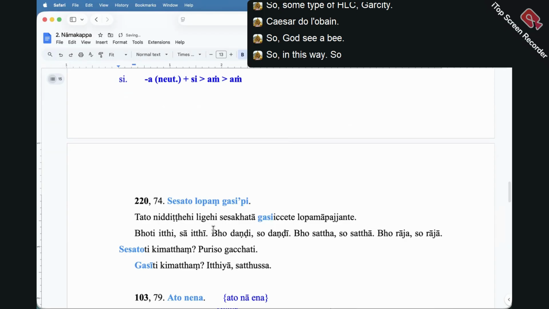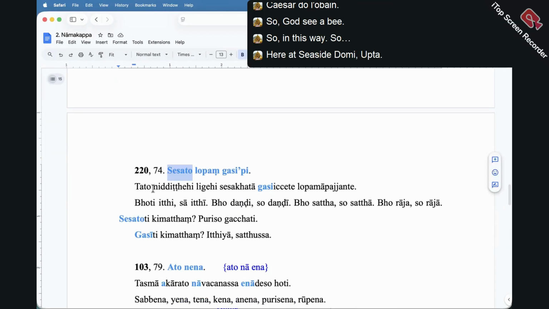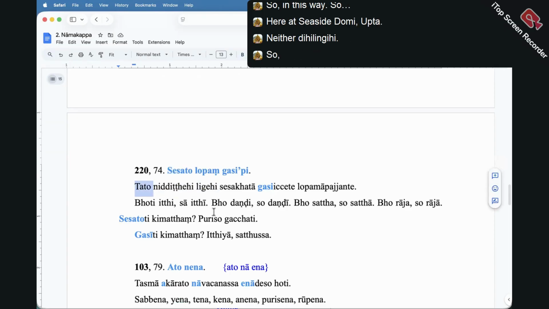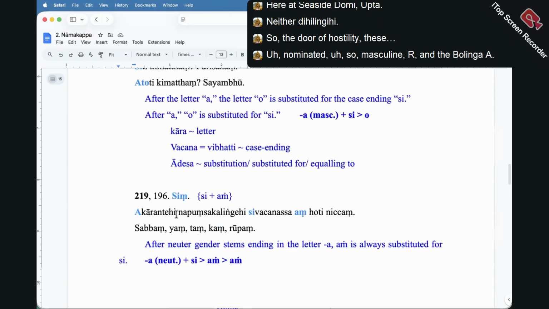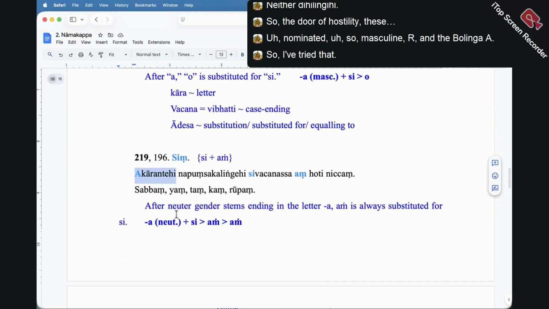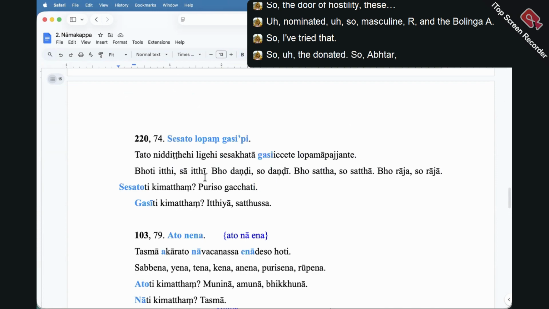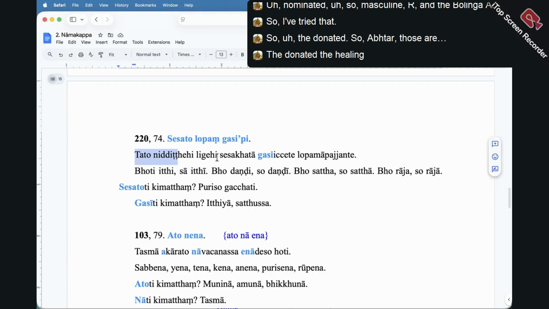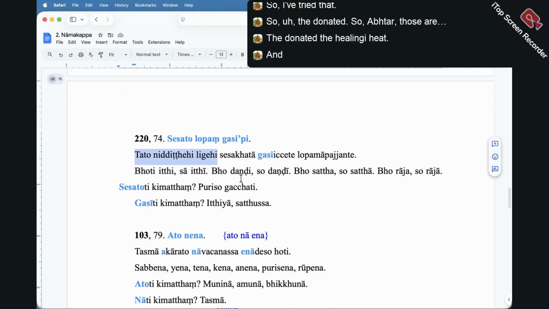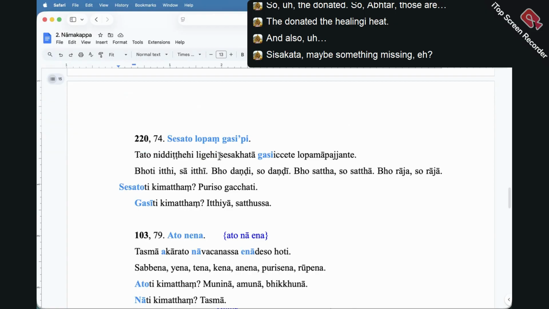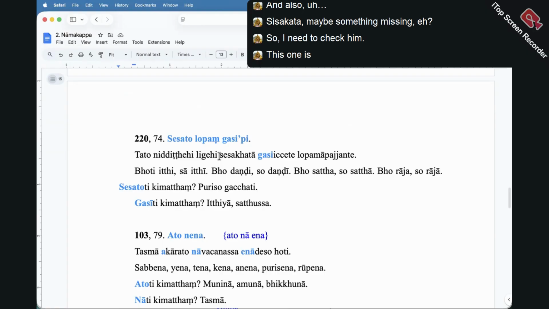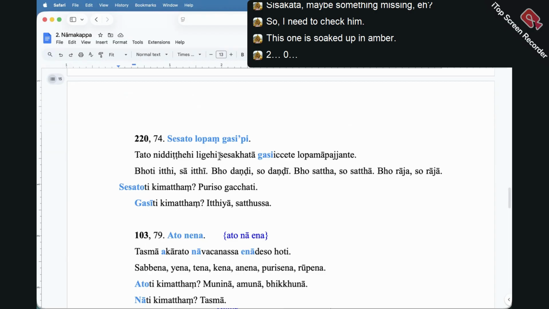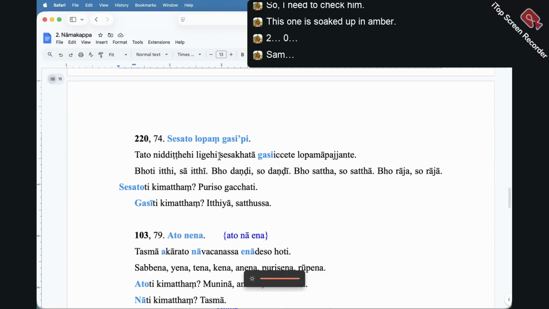So in this way. So here Sisa do me after Nedehi Lingehi. So the door refers to these nominative, so masculine Bowlinga are and the Bowlinga are. So after that, so the donated, so after those are the donated he, and also Sisa Kata, maybe something missing. Sorry, I need to check it. This one is so that number 220. In some applications, such a typo we can find.